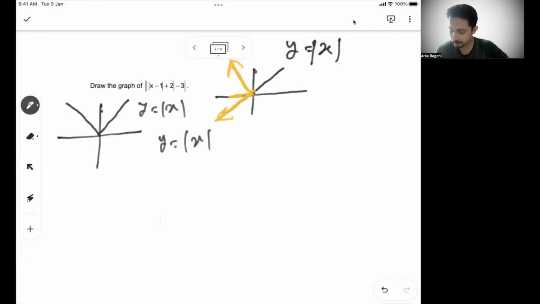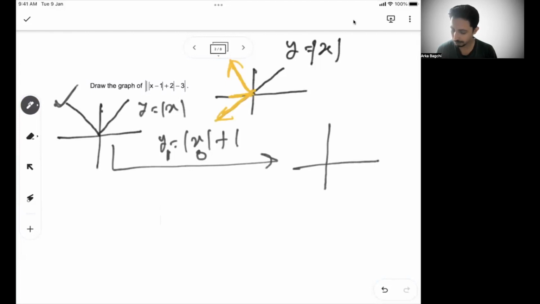Y equal to mod x plus 1: if this is the graph, then for the same graph, y cannot be 0 here, because mod of x is always greater than or equal to 0, as it is always positive. So in this case, when x equal to 0, I will have y equal to 1. So the same graph will be shifted up by a unit.